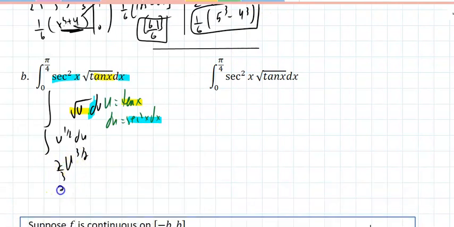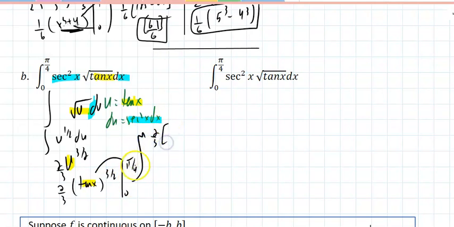And then you're going to have to say that's 2/3, and u initially was tangent of x. There it is. And now I'm going to evaluate that from 0 to pi over 4. Throw the pi over 4 in, and you will get 2/3 times tangent of pi over 4, which is 1, to the 3/2, minus, put a 0 in, you get 0, so that's 2/3. No big deal.